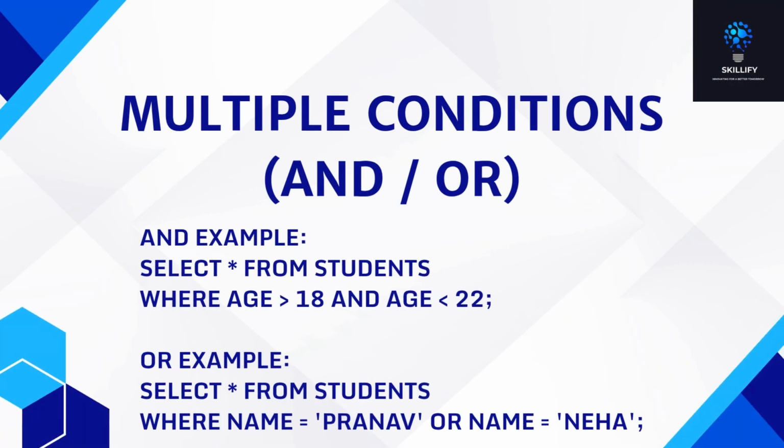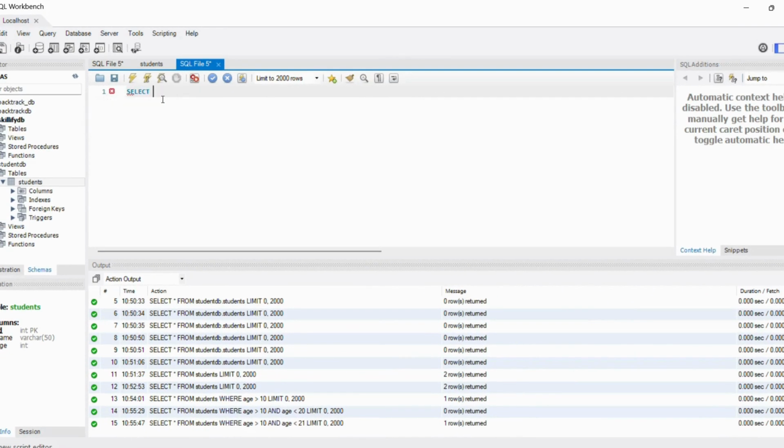Multiple conditions, AND, OR. You can also use multiple conditions with AND or OR operators. Example using AND: select * from students where age > 18 and age < 22. This will show students whose age is between 19 and 21.